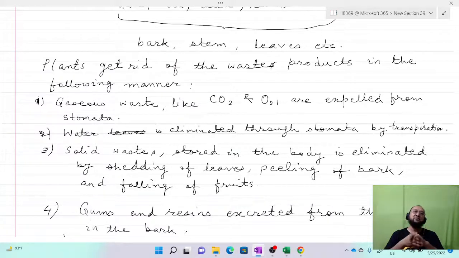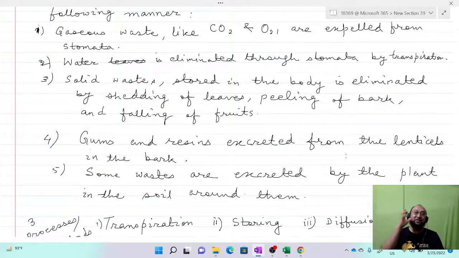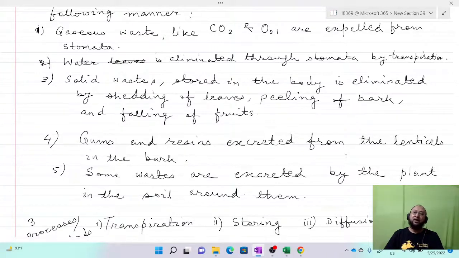These are the different processes, and if we observe all of them, I told you that even the roots undergo some kind of metabolic reaction, and the metabolic waste produced in the roots is eliminated around them only, in the soil. So if you observe these different processes, you'll find that three important methods are there. One is transpiration, one is storing, and the third is diffusion. These three processes are there for elimination of waste product in the plant body.